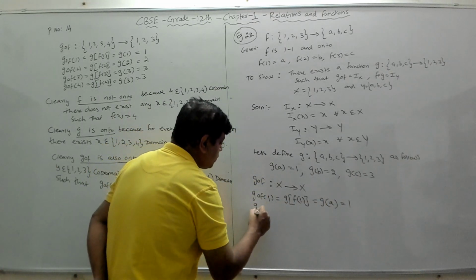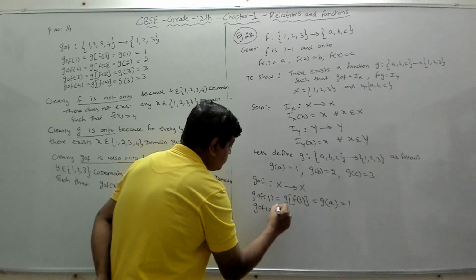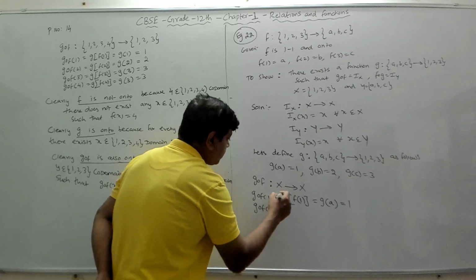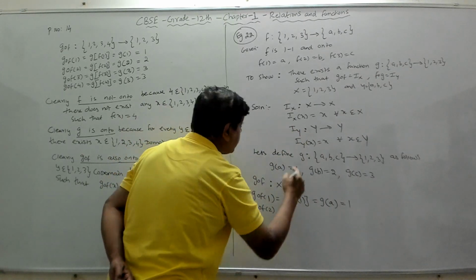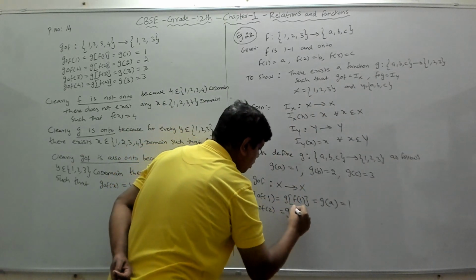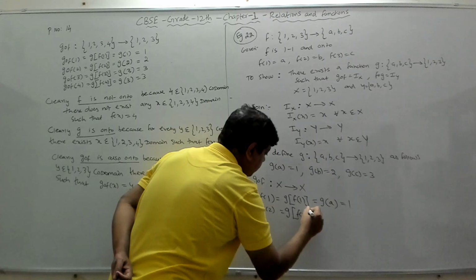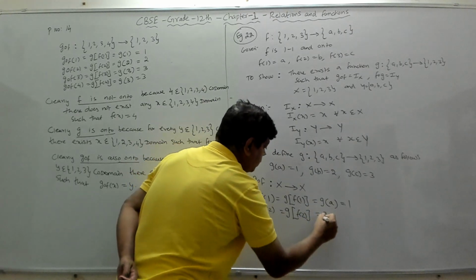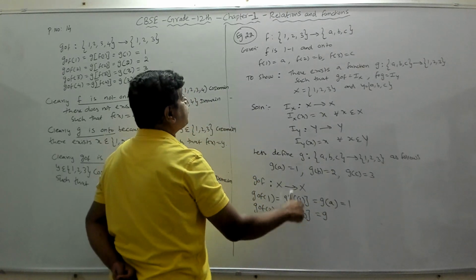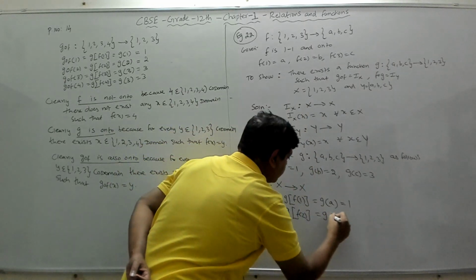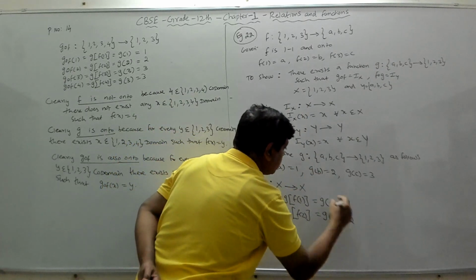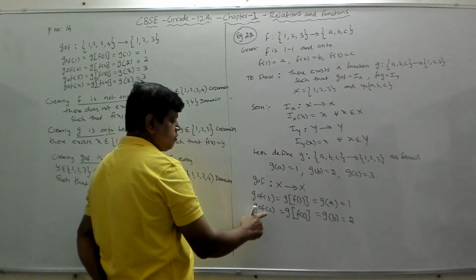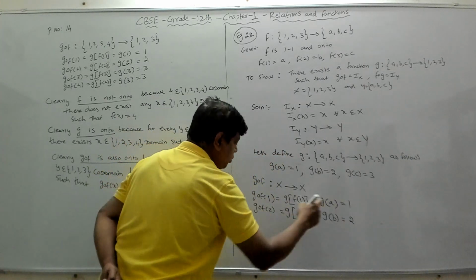Now similarly, what is G of F of 2, the second element from the set X? For the second element, G of F of 2, what is F of 2? F of 2 is B. So G of B. What is G of B? G of B is 2. So G of F of 2 is 2. Which means 1 goes to 1, 2 goes to 2.